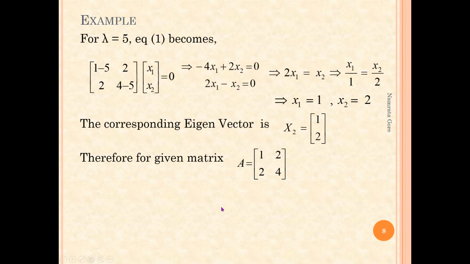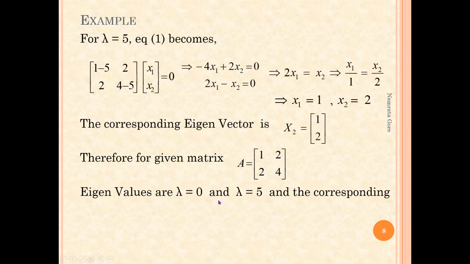So for the given matrix A, our eigenvalues are lambda equal to 0 and lambda equal to 5, and the corresponding eigenvectors are (-2, 1) and (1, 2).